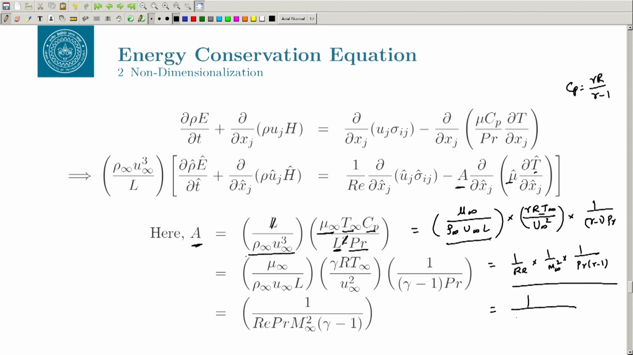So, finally, 1 by Re, Pr, Mach infinity square, gamma minus 1. Okay. So, when you use a compressible solver, you put a Mach number, and that is where the Mach number comes in your non-dimensional equation.